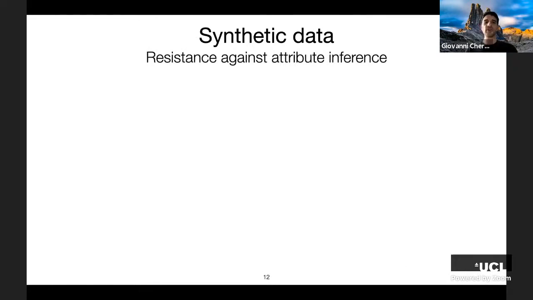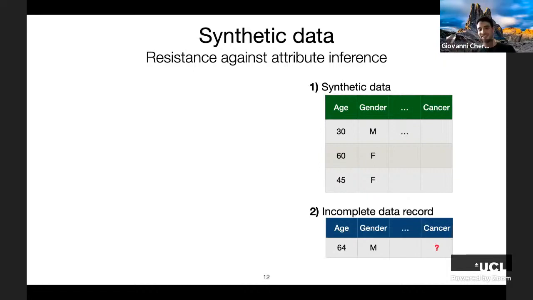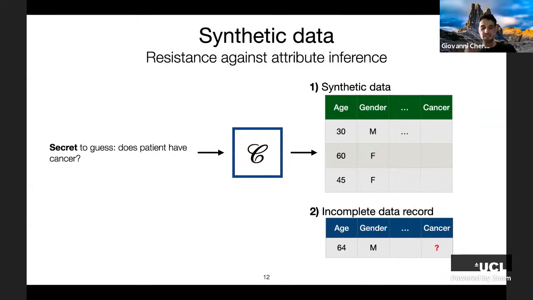So how do we model attribute inference attacks against synthetic data within our leakage estimation framework? Well, again, it's pretty simple. We first need to define what is observable by the attacker. In this case, it's the synthetic data and the partially completed, or incomplete, data record. And the secret is whatever the attacker is trying to guess. So in this particular case, it's the value of that missing field. So does the particular patient have cancer or not? And again, the problem is phrased very simply: the goal for the attacker is to guess this secret given the observation. So these were three examples of how we can model real-world attacks within this framework.